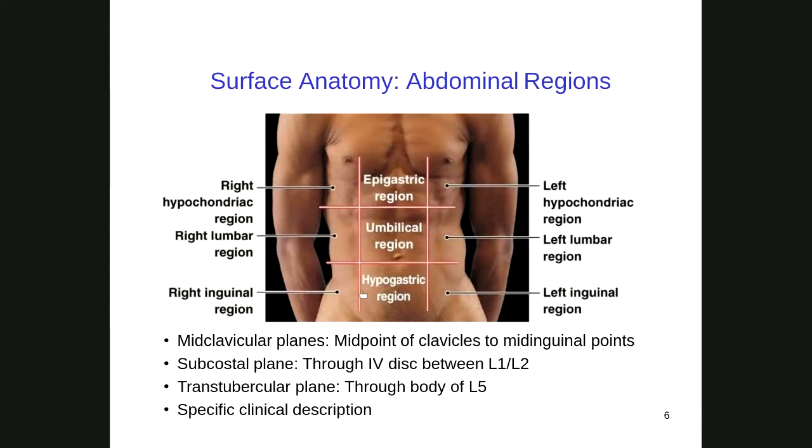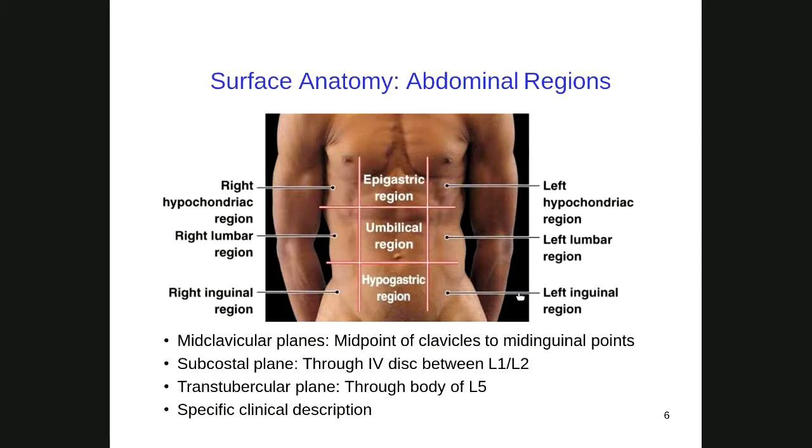So these 4 lines divide the abdomen into these 9 regions: the left hypochondrium, the epigastric region, the right hypochondrium, the right lumbar, the left lumbar, umbilical region, right inguinal, hypogastric region, left inguinal region.